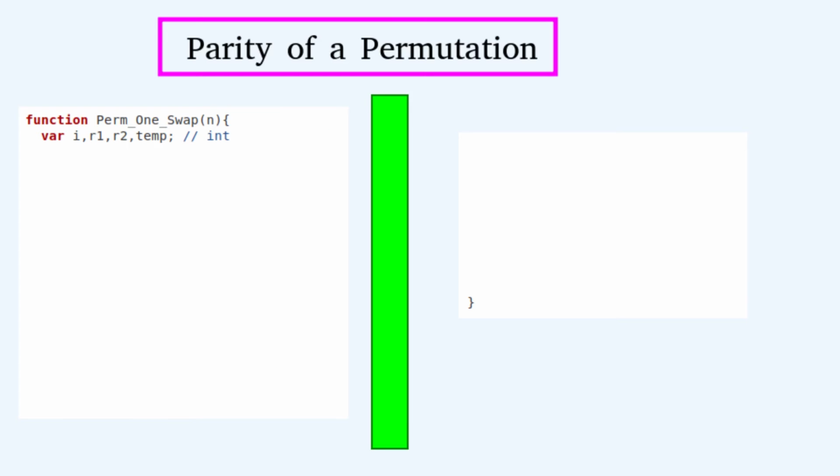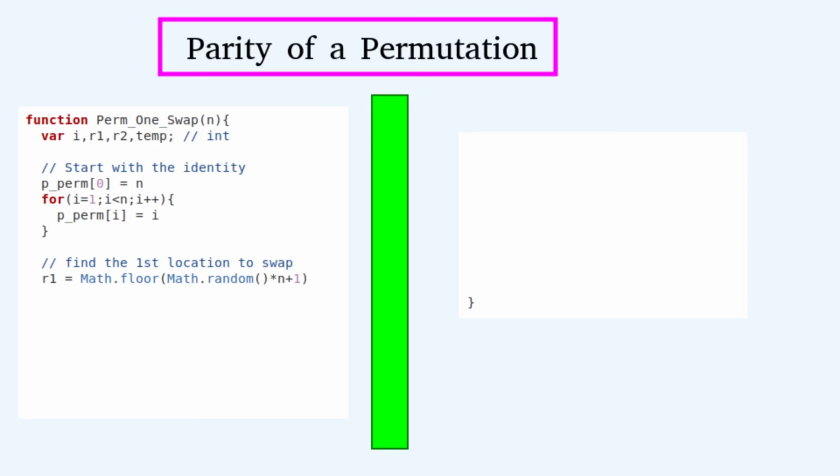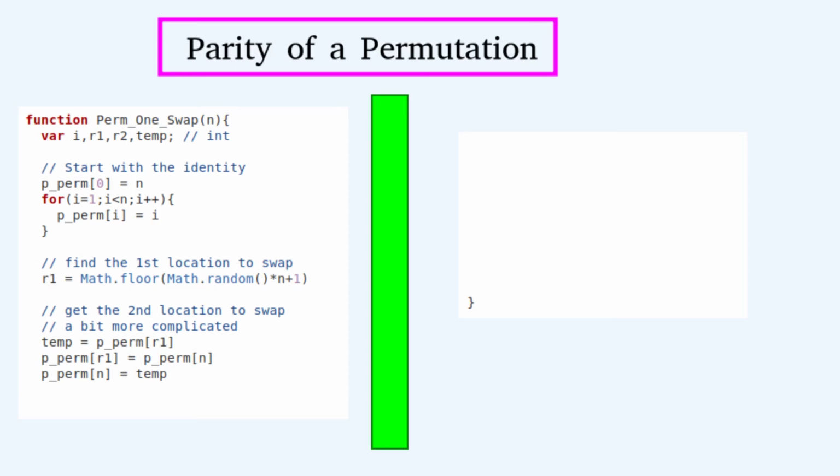We have to test these functions, and we'll do this by creating functions that can make permutations that have a certain parity. Then we can compare the parity functions to see if they're equal to the value we used to create them. This function creates a permutation with one random swap in it. We'll start off with an identity permutation. We'll find the first location to swap using this random function. Then we'll find the second location to swap.